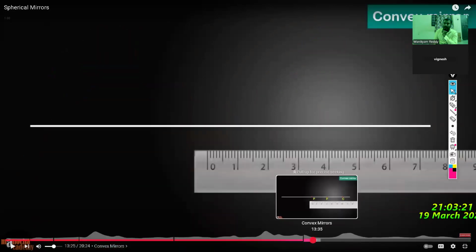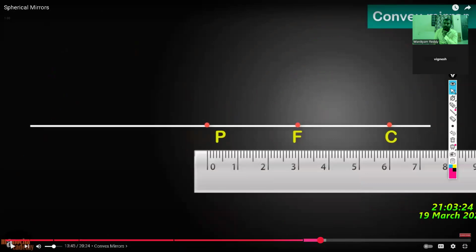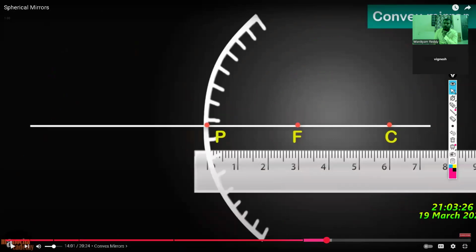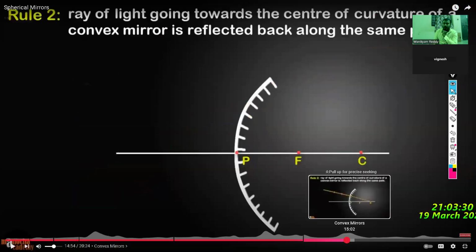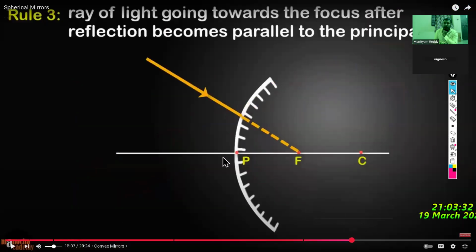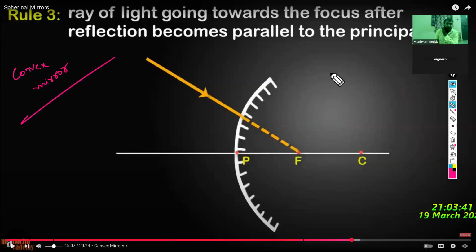Now convex mirror. Now coming to the convex mirror: pole, focal point and center of curvature. Now, the same rules again. Okay, this is the reflecting surface, outside. Rough surface inside. Reflecting surface bulged outwards.